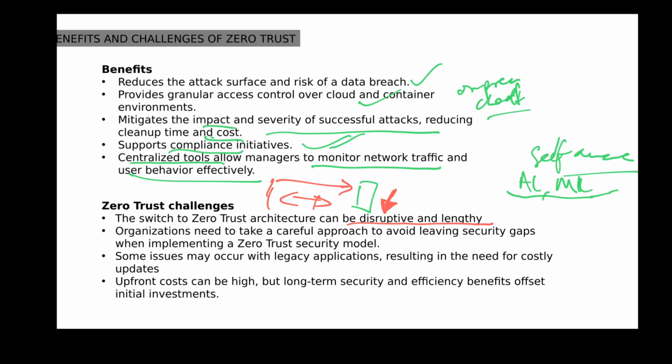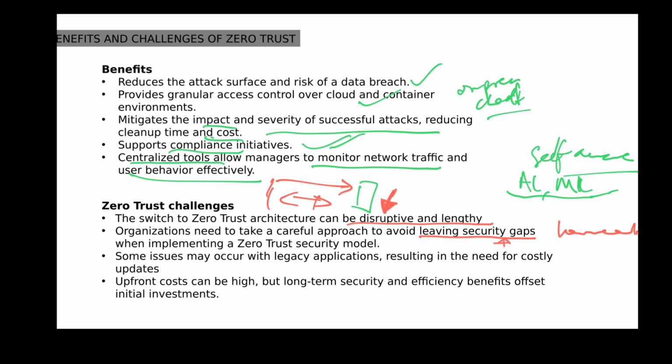And then there's also a need for you to avoid leaving security gaps when implementing the zero trust security model, because if you don't do your homework, if you don't do your assessment, if you don't do your proper analysis of all the subjects, of all the resources, of all the business processes, there's a possibility of leaving security gaps, which can then be exploited by threats. These are vulnerabilities that can be exploited by threats.